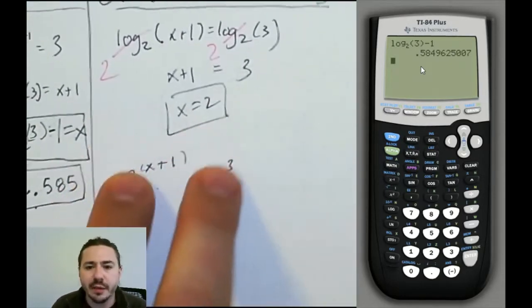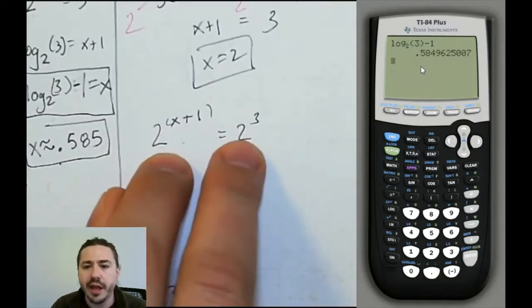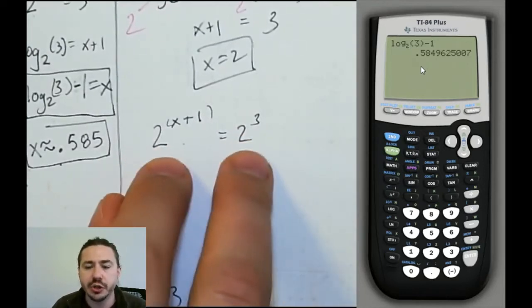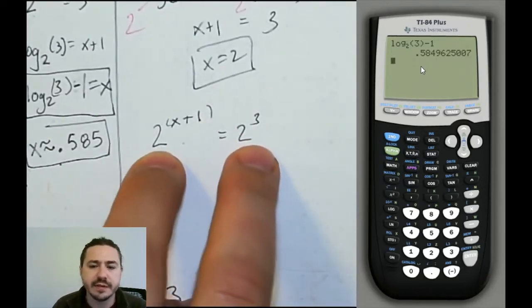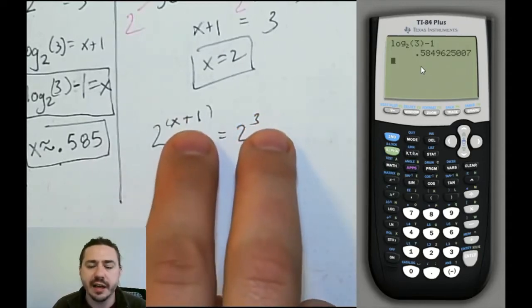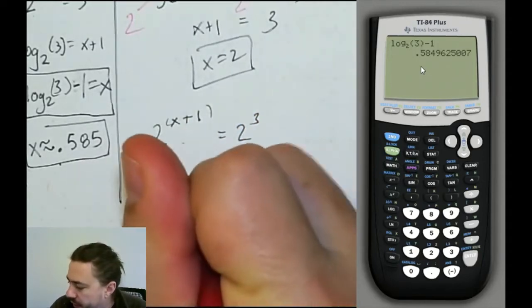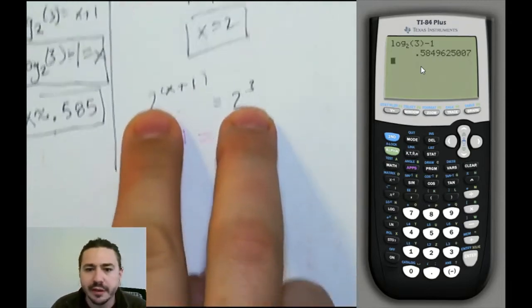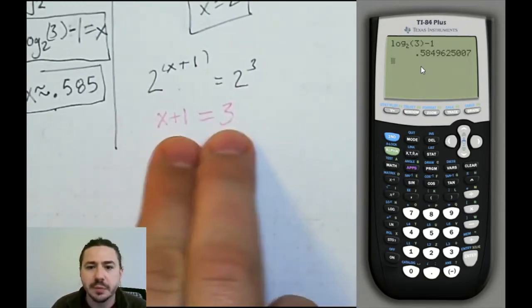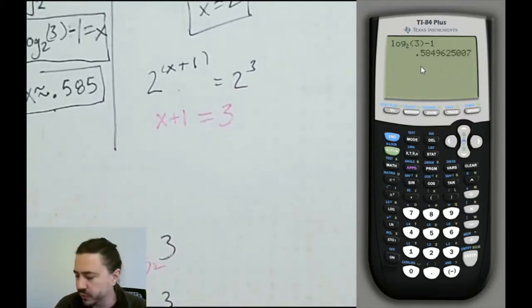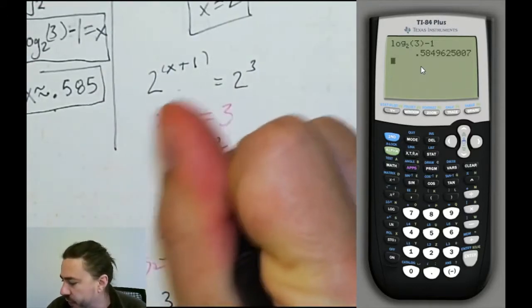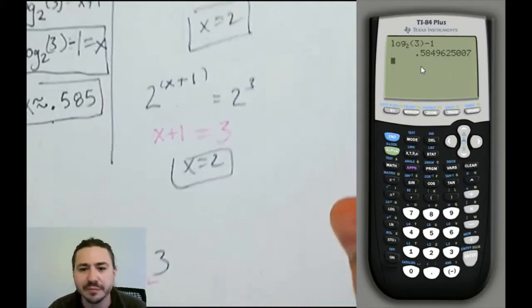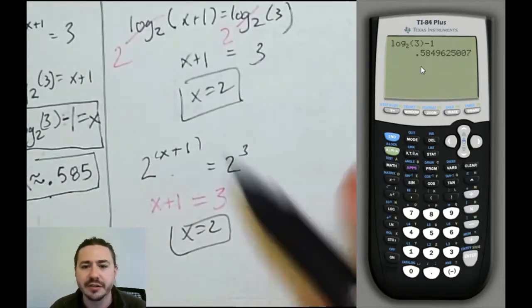You can use that same one-to-one property on exponential equations. If you've got two exponential functions that have the same base, you can set the exponents equal to each other. You are literally going to drop the base here and set the exponents equal to each other. So we get x plus 1 equals 3, so we would have x equals 2. Actually, these have the same solution here. They're set up very similarly too.